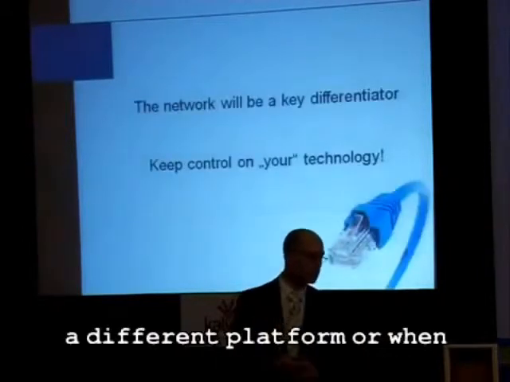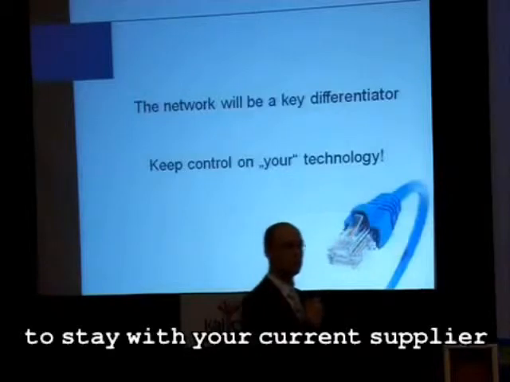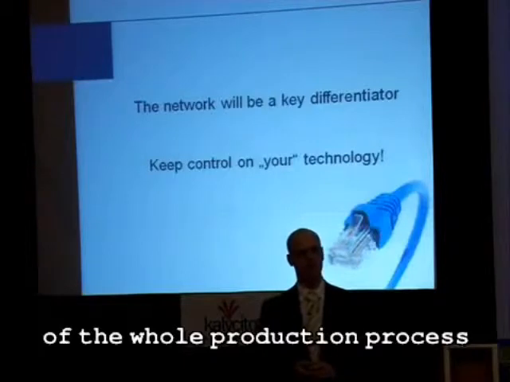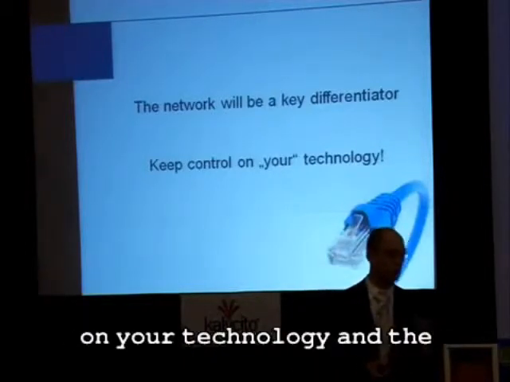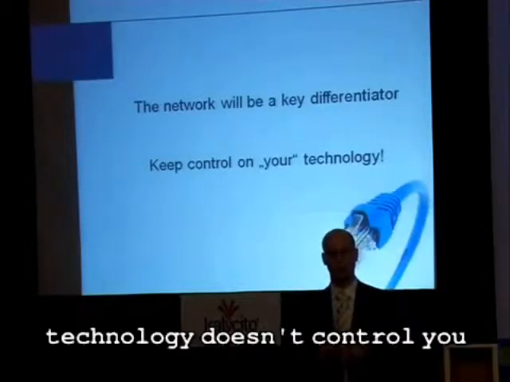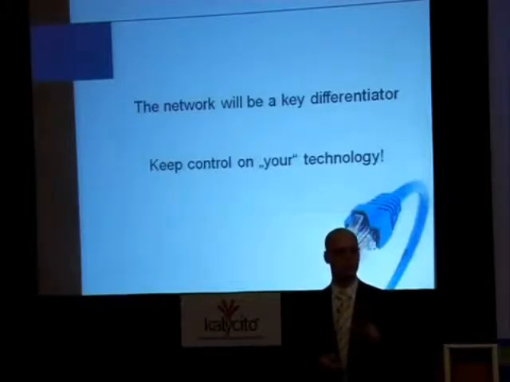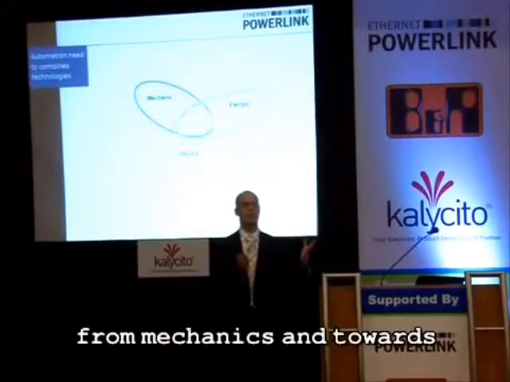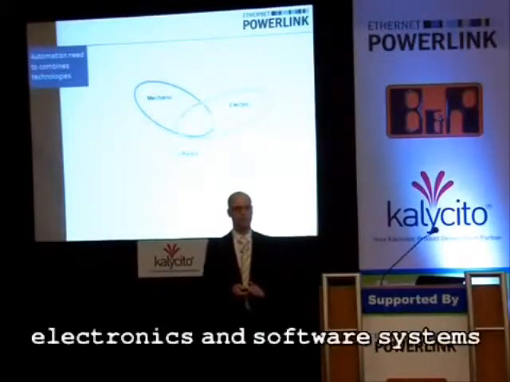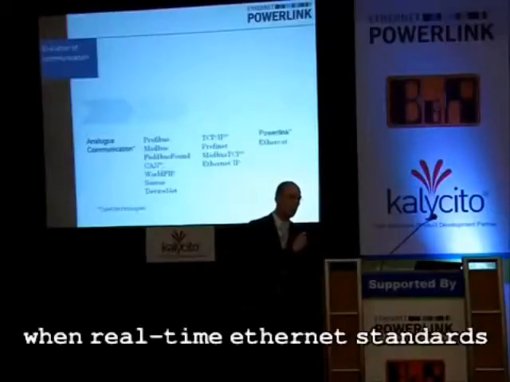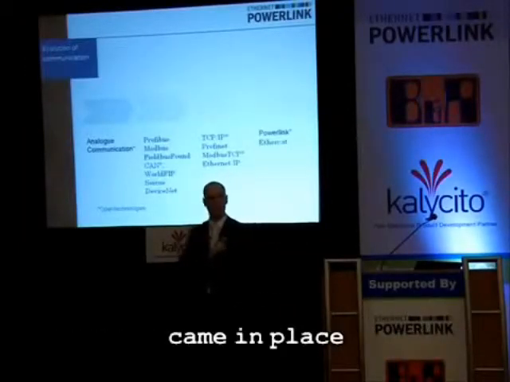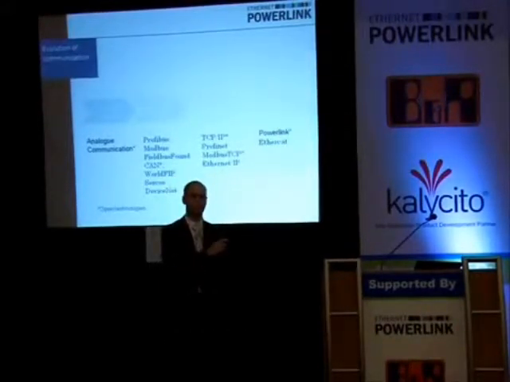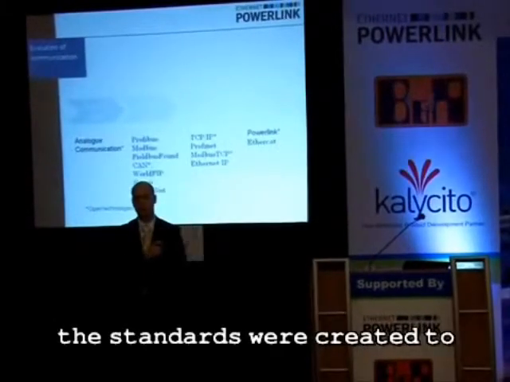So basically, what it comes down to is that the network is a key differentiator of the whole production process. And if it's a key differentiator, make sure that you keep control of the technology and not that the technology keeps control of you. The industry is strongly shifting away from mechanics, and the added value is very much going into electronics and software. Then the real-time Ethernet standards came into place, between 2003 and 2005, when these standards and ideas were created.